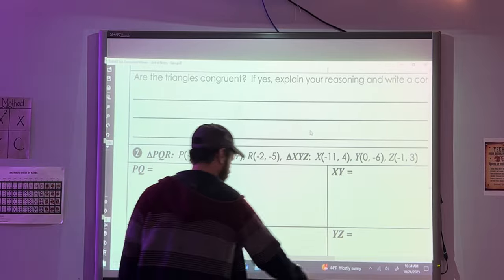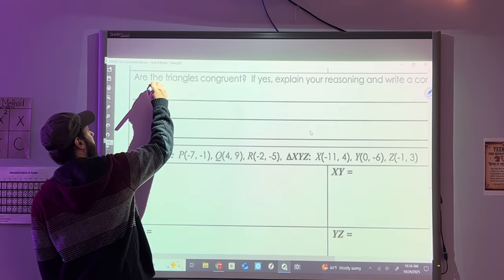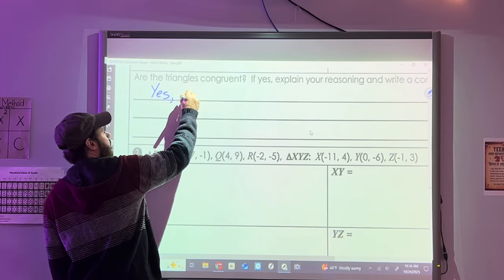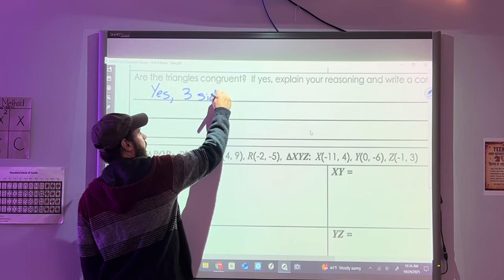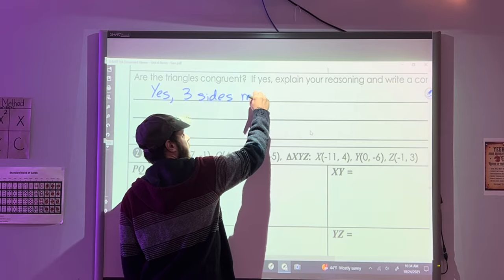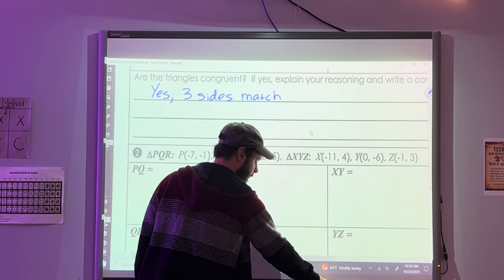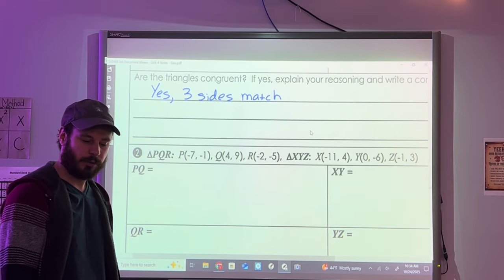So, are the triangles congruent? Yeah. 3 sides match. Okay, we don't need to go any further than that.